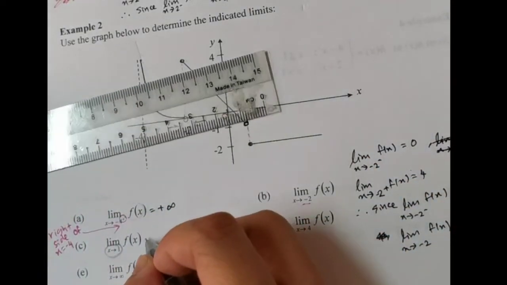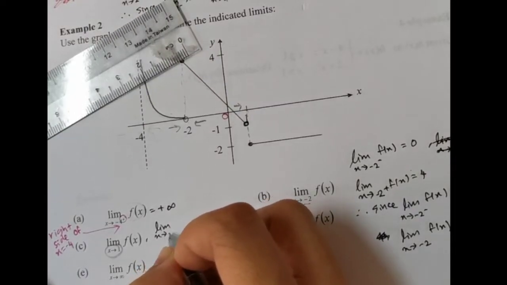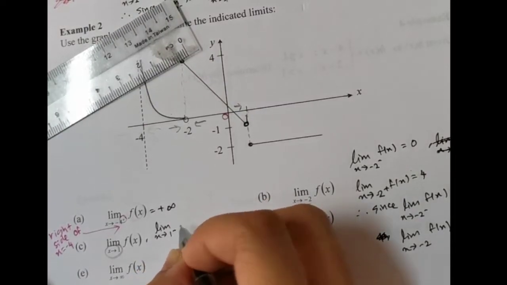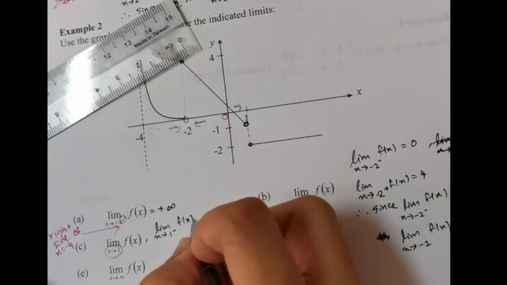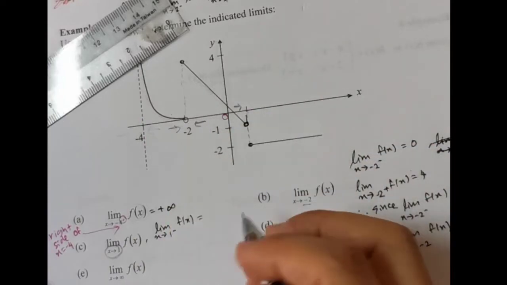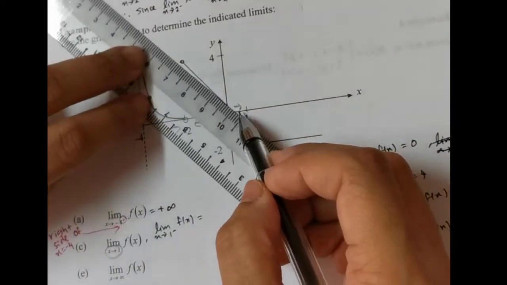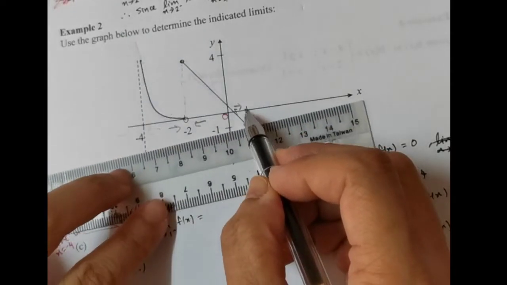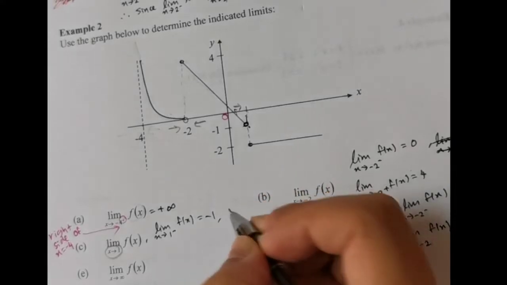So you should write your answer here as, write your left hand side first. So write that superscript negative on top of 1, f(x), which refers to this whole function with the lines. From the left hand side of 1 means the value of y is negative 1. So write negative 1 there.